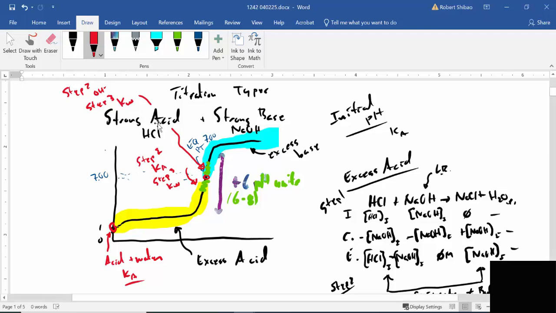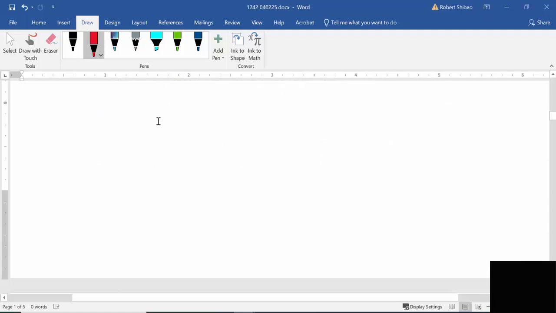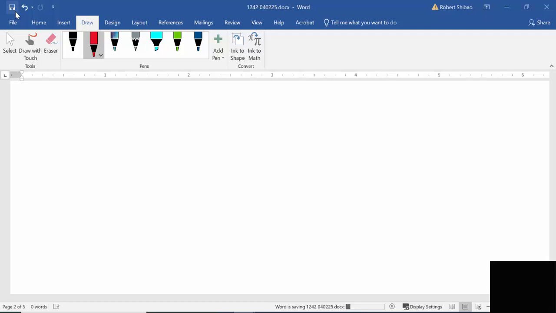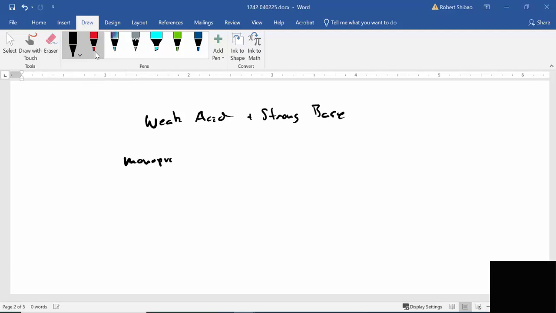So strong acid, strong base is a common titration. Another common type of titration is the weak acid, strong base. And that's what you guys did. Weak acid, strong base. So let's take a look at monoprotic here first.